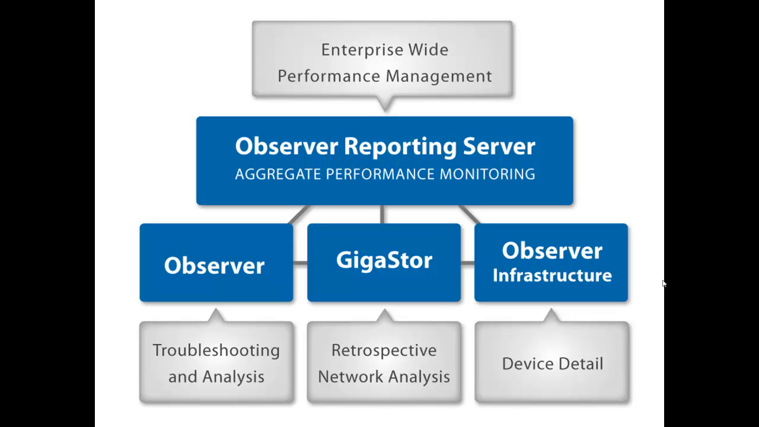If we start off along the top of the monitoring model, what you see is the Observer Reporting Server, which is our aggregate performance management platform. It has the ability to take in data feeds from packet, flow, and resource data sources and aggregate this information to allow organizations to get an enterprise view of their overall performance metrics. Then, using a top-down workflow, organizations can drill down for root cause analysis into the Gigastore, Observer, and the Observer infrastructure products. Now, with that architecture in mind, let's take a look at a few of the recent enhancements which have been made to this overall platform.